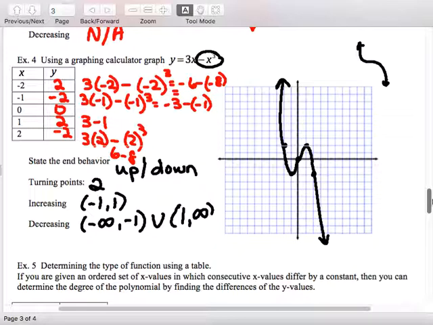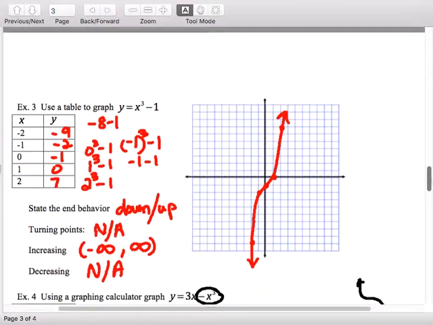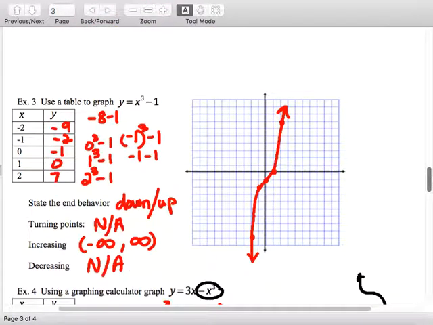And so sometimes there's wiggles, and sometimes there weren't wiggles. So let me go back to the one just above it. Do you see there were no turning points here? This was going up the whole way. It didn't have a hill, and it didn't have a valley. So sometimes they have it, and sometimes they don't. And you don't know until you plot some points to see what's happening there.